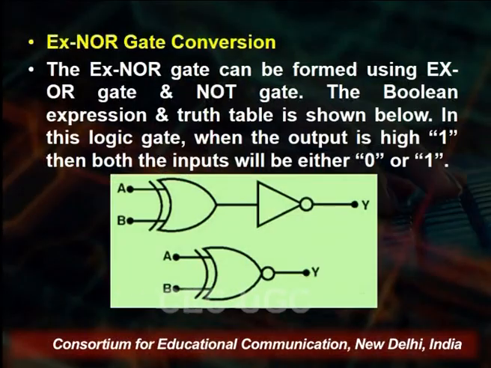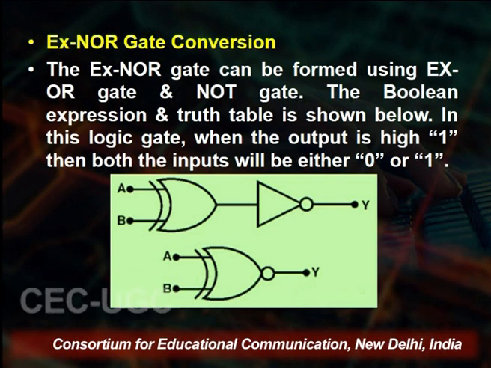The XNOR gate can be formed by using the XOR gate and the NOT gate. That is why it is an XNOR gate. The Boolean expression and the truth table will be shown here. For this logic gate, when the output is high, 1, both inputs will be either 0 or 1. Then we get the high output. Here we have the XOR gate plus an inverted NOT gate, so XOR plus NOT makes an XNOR gate.